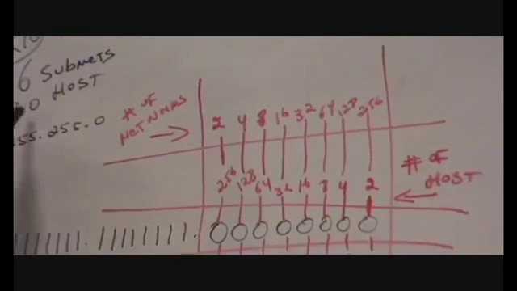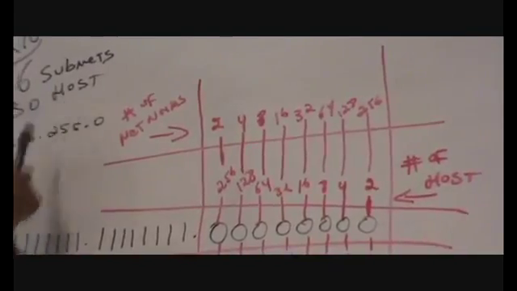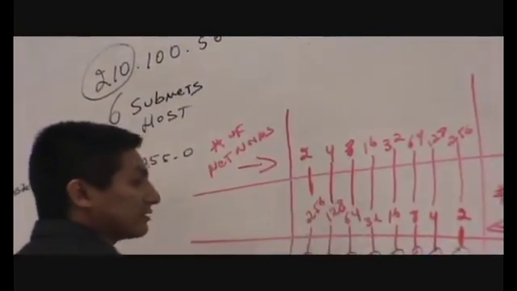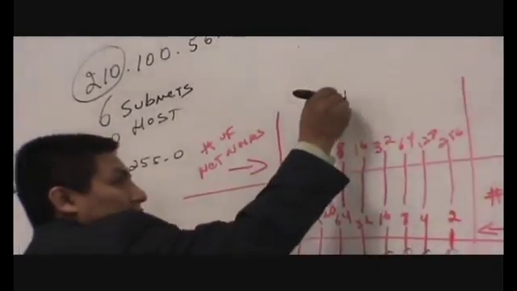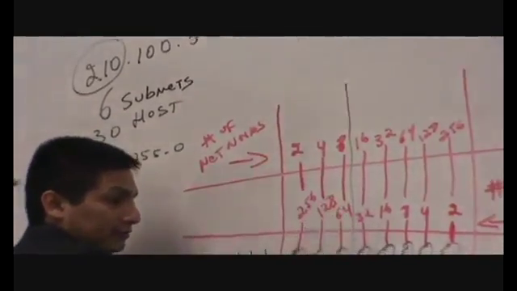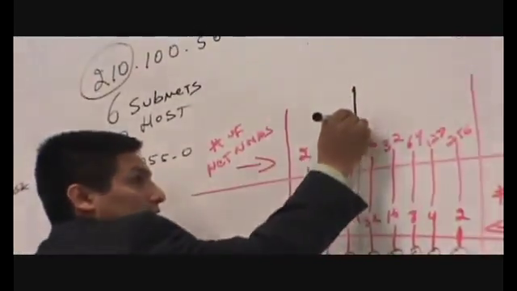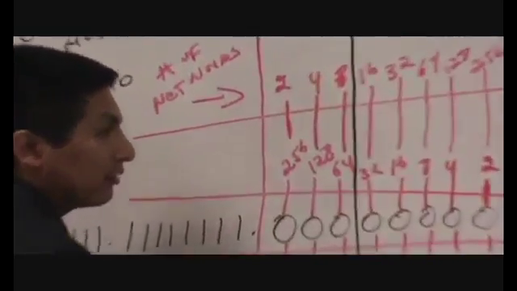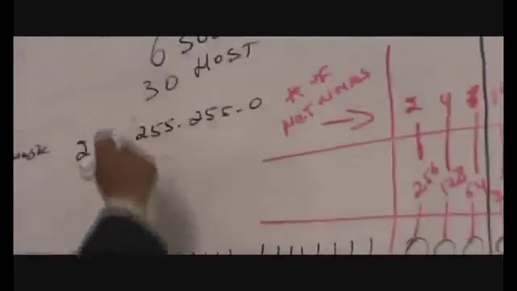And now we can look at the requirements. We need 6 subnets with 30 hosts. So that, let's see, 2, 4, 8, between 4 and 8, that's where 6 is. So I'm going to draw a line right here. All right. Based on my requirements, I need 6 subnets. So I need to be here.